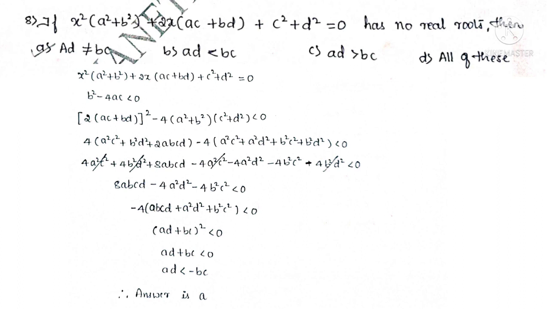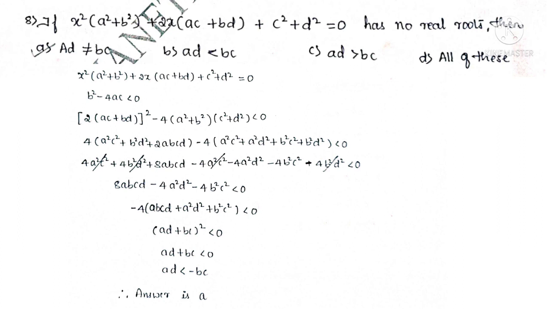Now multiply 4 inside. Therefore 4 times of a square c square plus 4 times of b square d square plus 8 abcd minus 4a square c square minus 4a square d square minus 4b square c square minus 4b square d square lesser than 0. Now 8 times abcd minus 4a square d square minus 4b square c square lesser than 0. So take minus 4 common. So you will get inside the bracket, that is abcd plus a square d square plus b square c square, lesser than 0. If you take minus 4 that side, it will become 0.